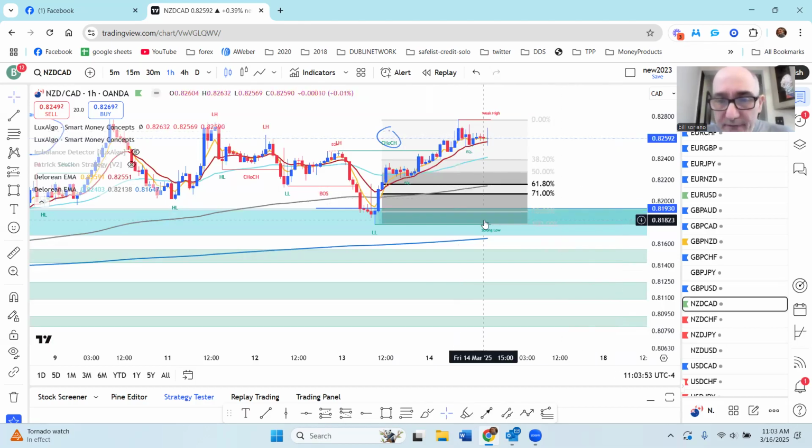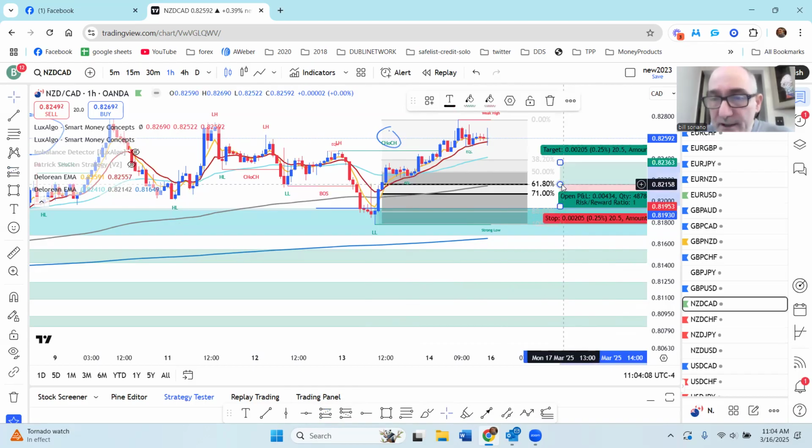Okay, so now we have that. We're going to grab our position tool, long position. We're going to start here, let's start at the 61.8. Let's do that because that's the closest point to price, right?